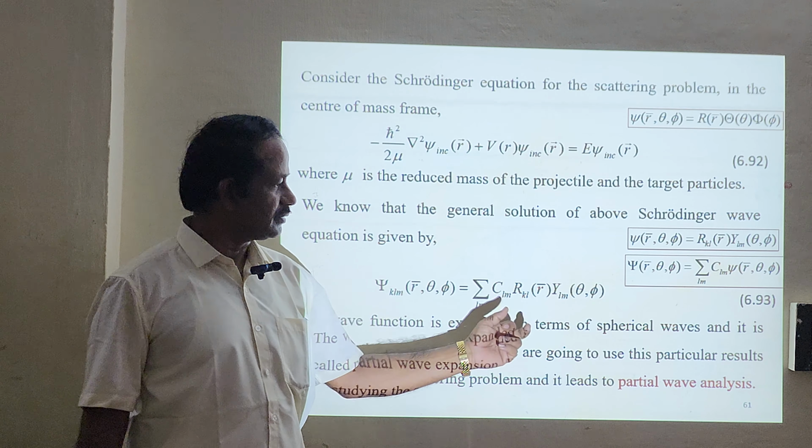So we know already the wave function is expanded in terms of spherical waves and it is called partial wave expansion. So partial wave expansion depends on L values. For L equal to 0 we have m, for L equal to 1 we have m. So we can expand. We are going to use these particular results for studying the scattering problem and it leads to partial wave analysis. Okay, is it okay?